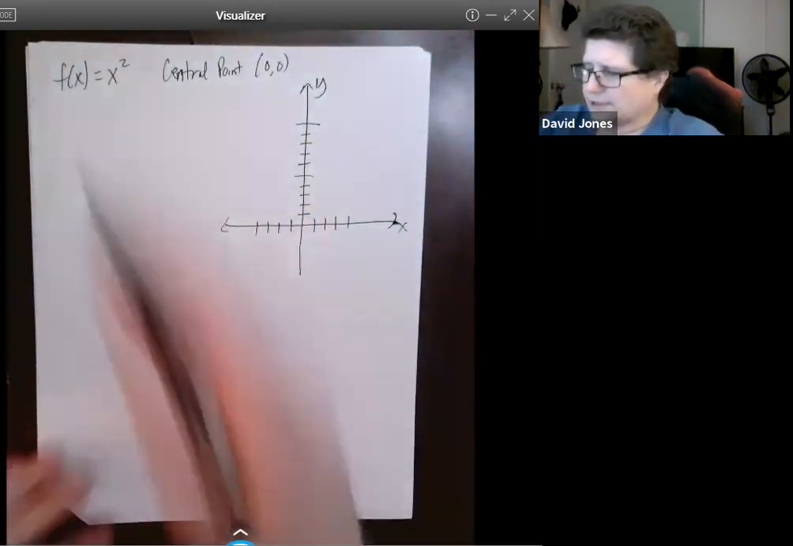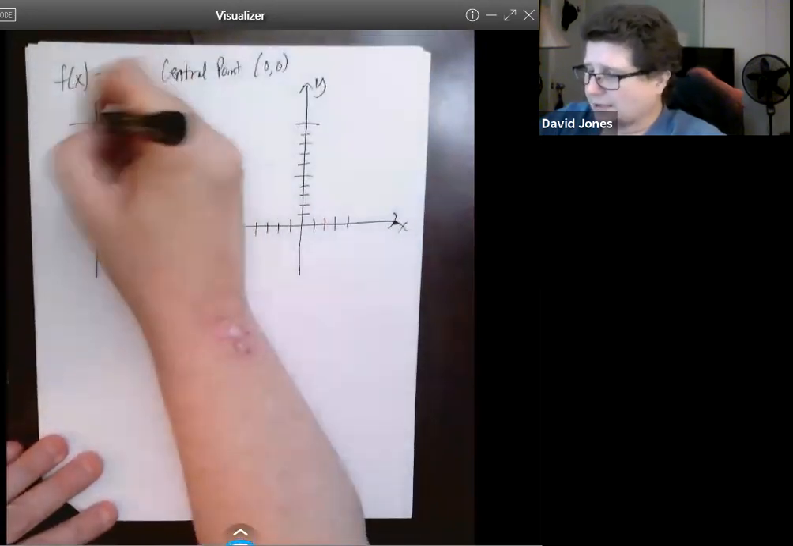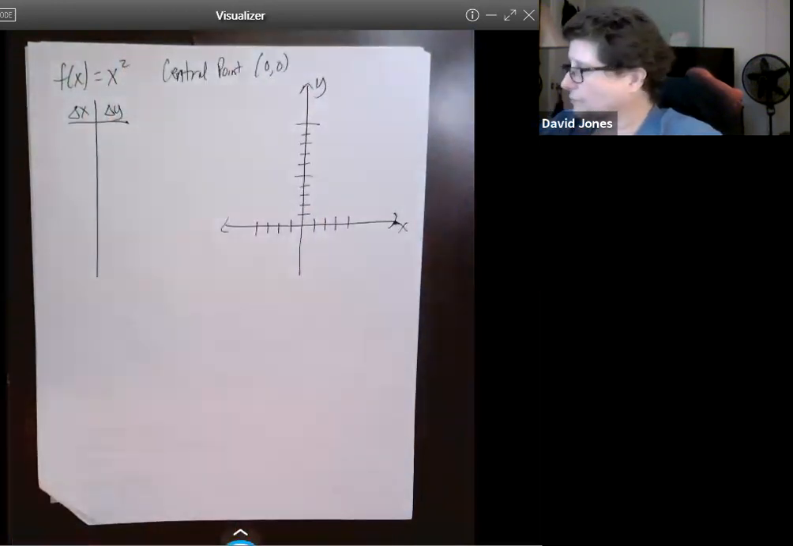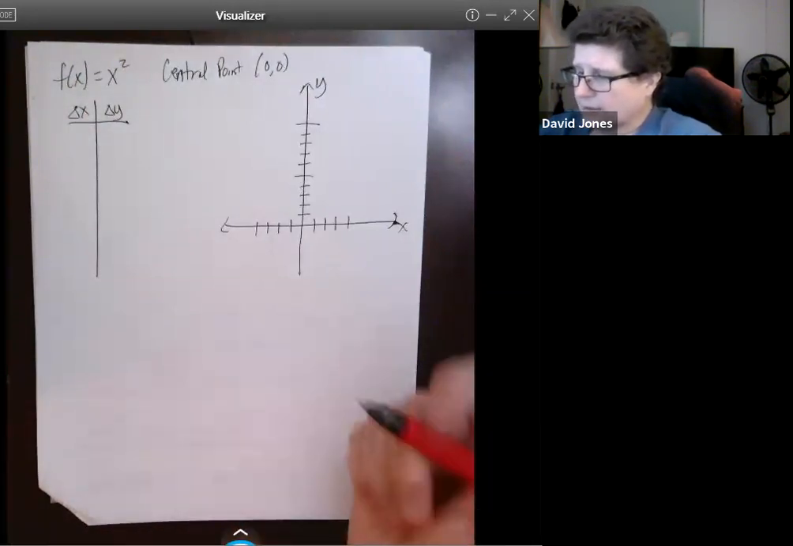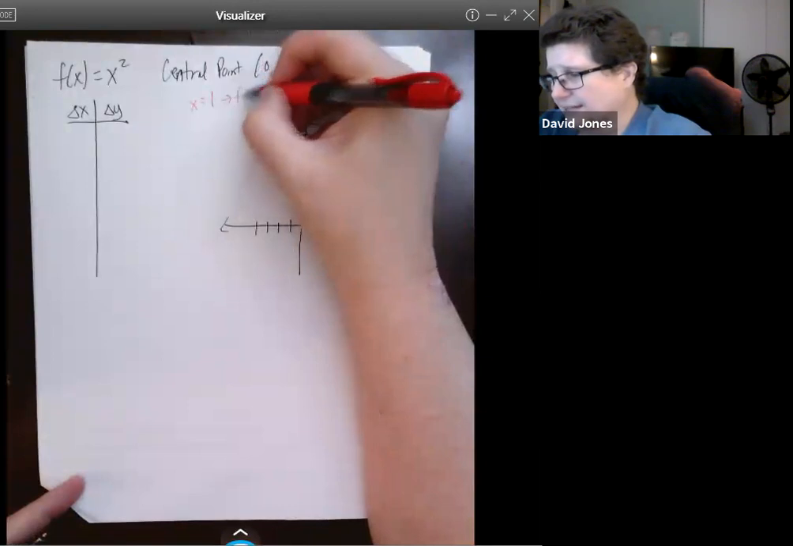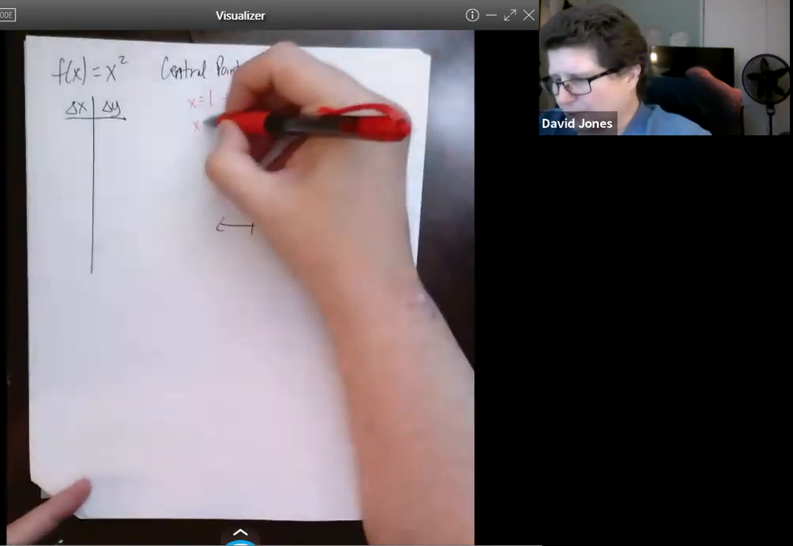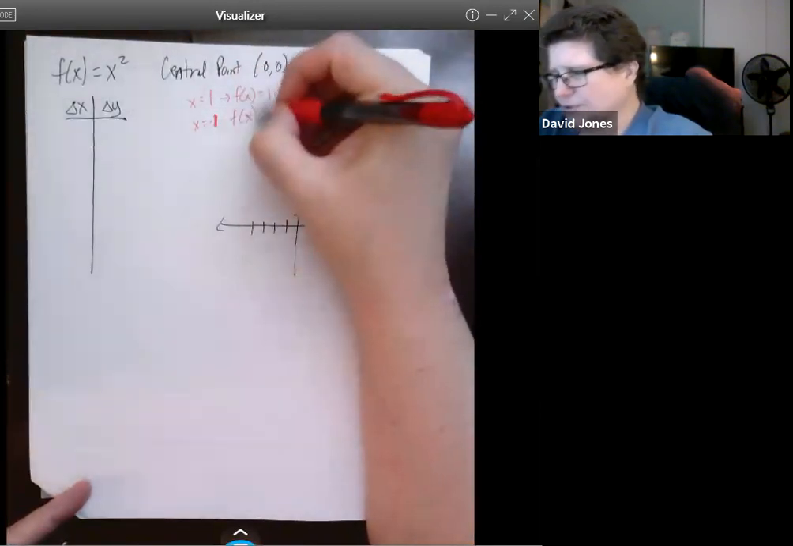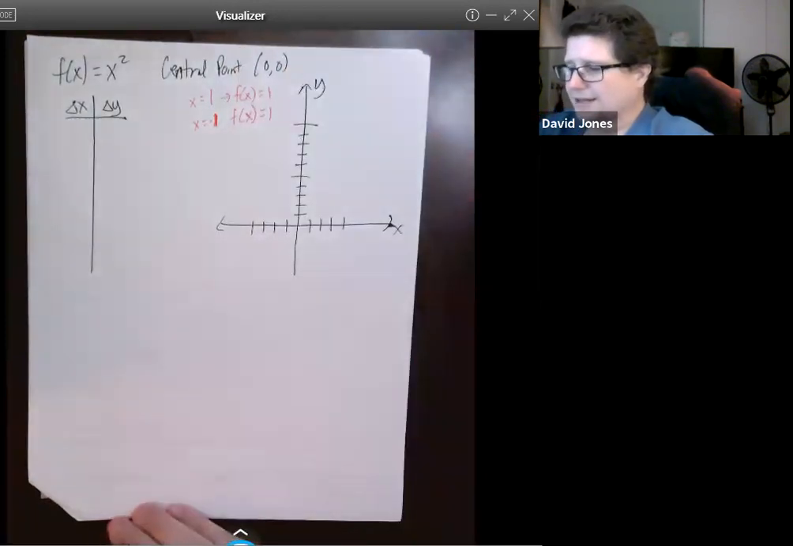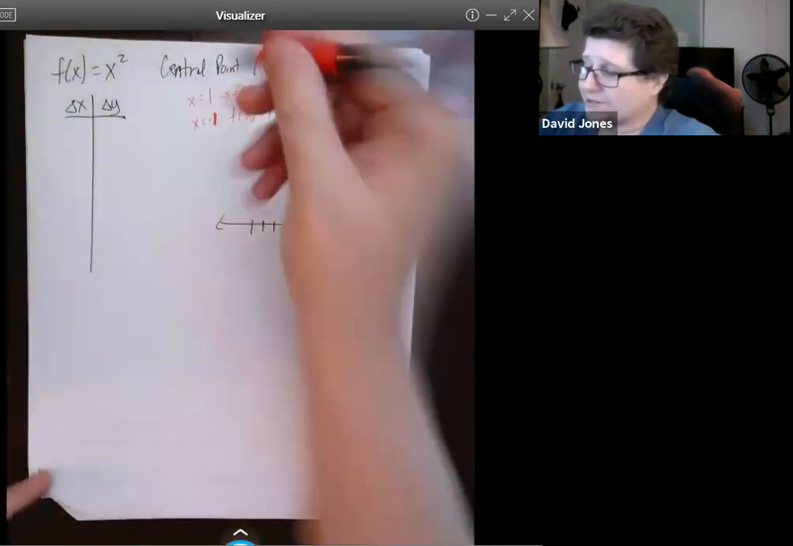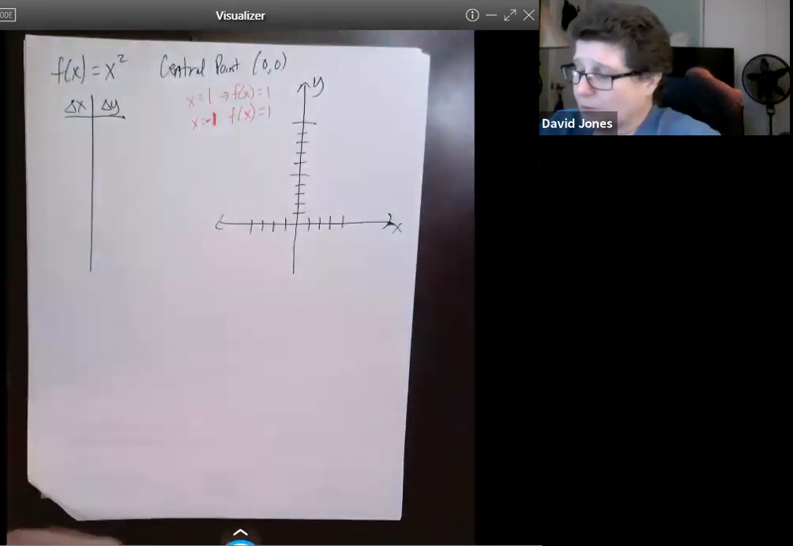All right, so let's look at a change in x versus a change in y. If I put in x equals 1, f of x equals 1. If I put in x equals negative 1, f of x also equals 1. We square it, and the sign goes away. This is going to be true for all of them. We put in a positive or negative version. Since we're squaring it, the negative is going to go away.